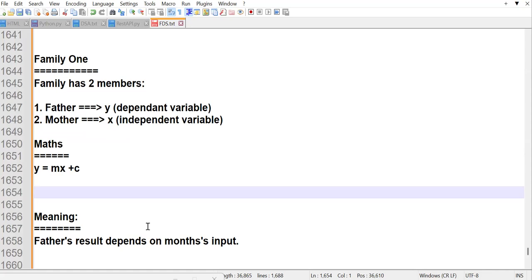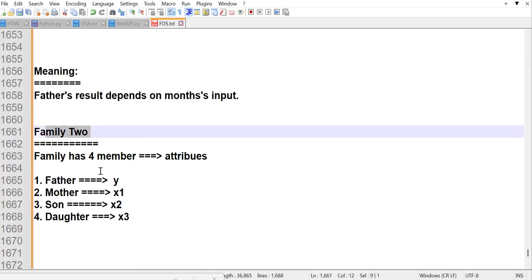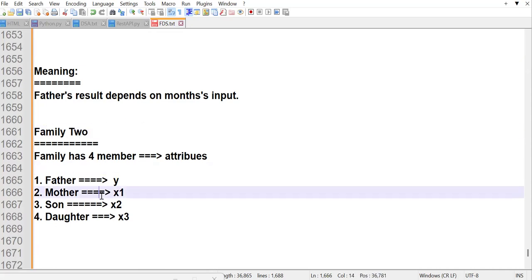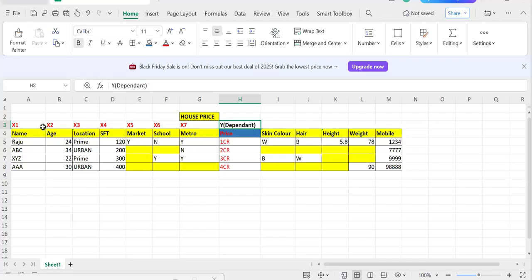Okay, I'll tell you what m and x are. Let's understand multilinear regression. In multilinear regression, we have one y and multiple x. As you can see in this family example, here we have multiple x. In this example also you can see we have multiple x.